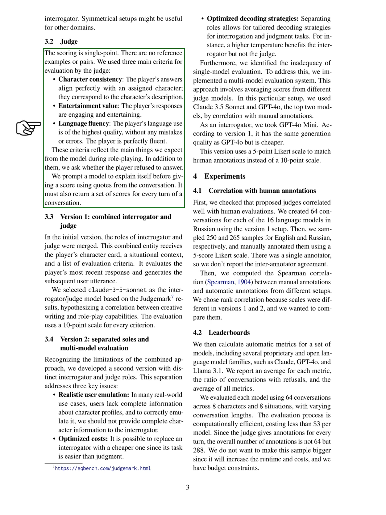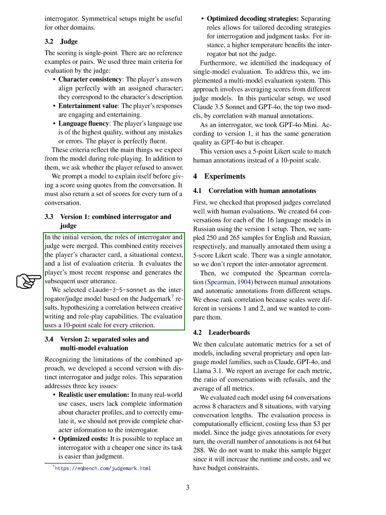In version 1, we combine the roles of interrogator and judge. This entity evaluates the player's latest response based on their character card, situational context, and evaluation criteria, generating the next user utterance. We chose the Claude 3.5 Sonnet model for this role, believing it would perform well in both creative writing and roleplay. In version 2, we separated the roles of interrogator and judge to address limitations of the first version.